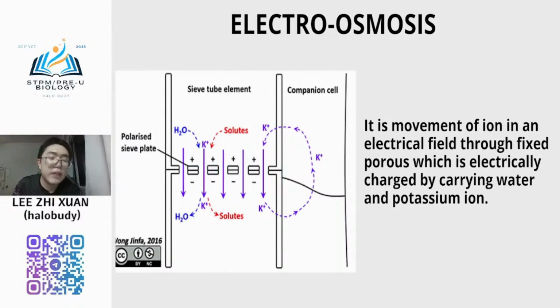We know that in electrical charge, the same electrical charges repel each other. So only cation molecules can pass through. What kind of cation molecule? In this plant, potassium ion plays the role of the cation molecule. So the cation, potassium ion, will be transported from the companion cell into the sieve tube element.